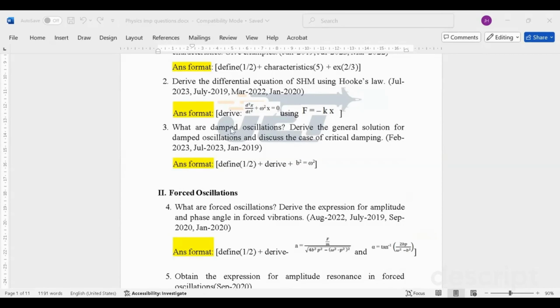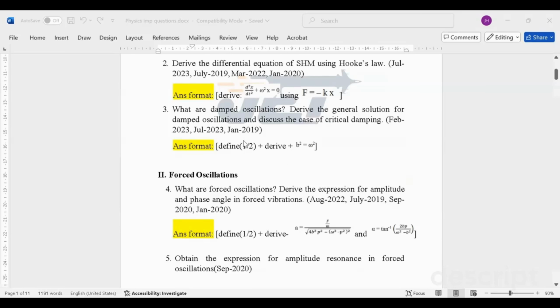Next, third question, what are damped oscillations? Derive the general solution for damped oscillations and discuss the case of critical damping. So as usual, you have to define it, then derive. For critical damping, it will be b square equal to omega square. So the format is most important. This is the format you're going to write in the exams, so that you get the complete set of marks.